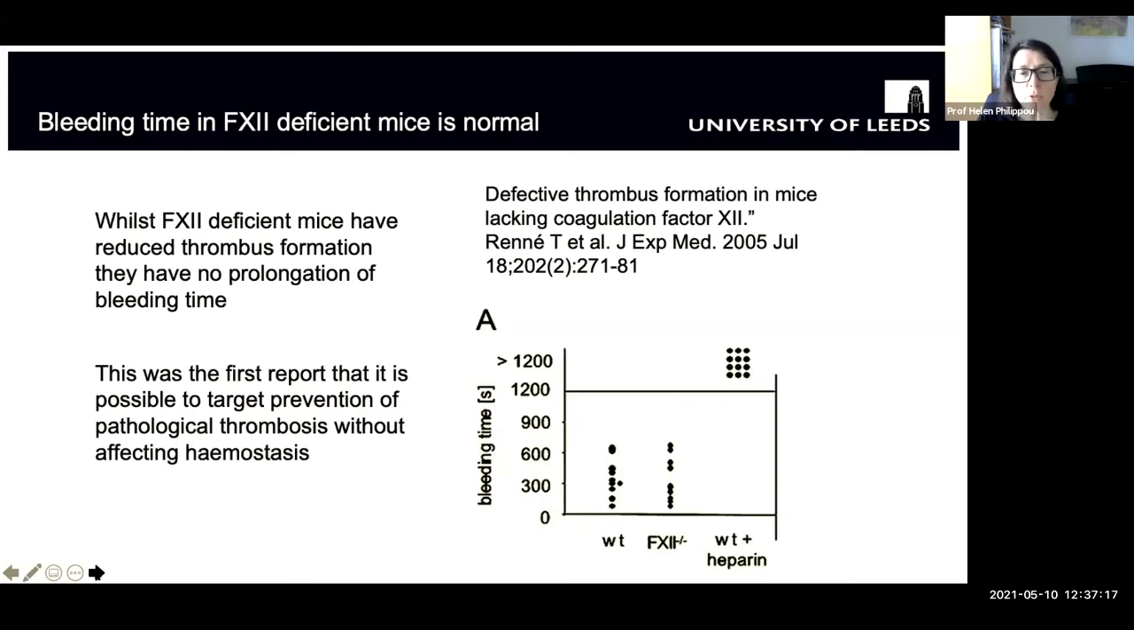And on the graph at the bottom, you can see that bleeding time experiments that were performed in wild type mice, in factor 12 deficient mice, and mice that were administered heparin, where there's a prolongation of the bleeding time. So next slide.